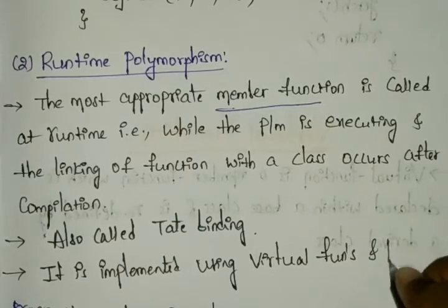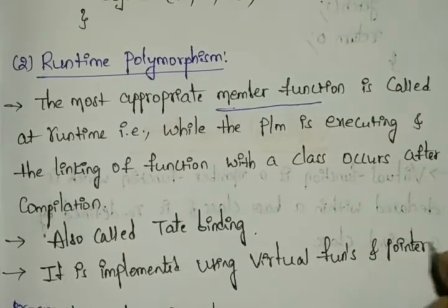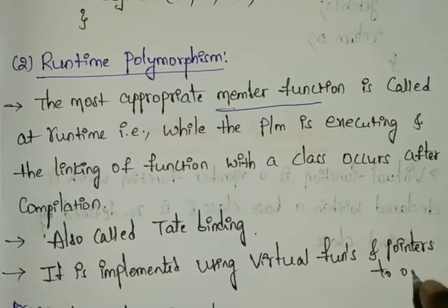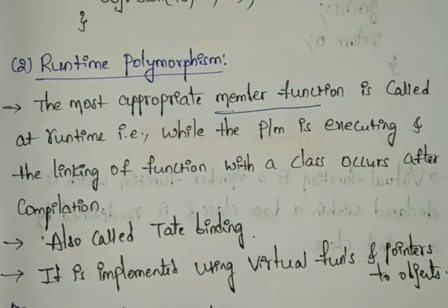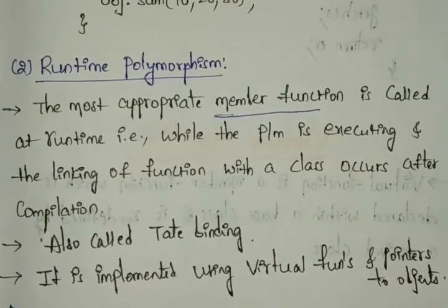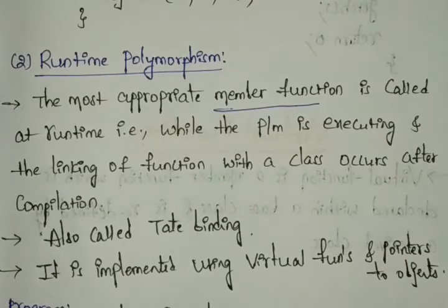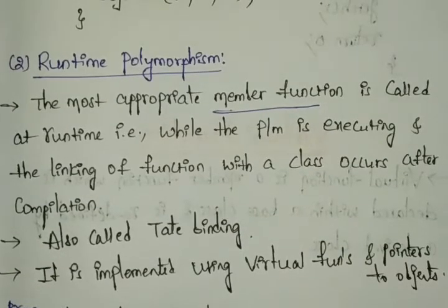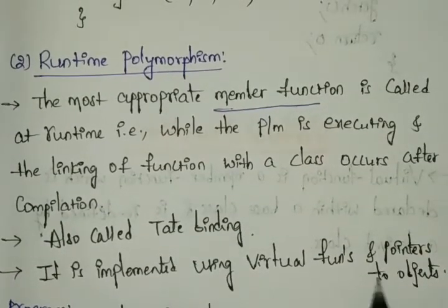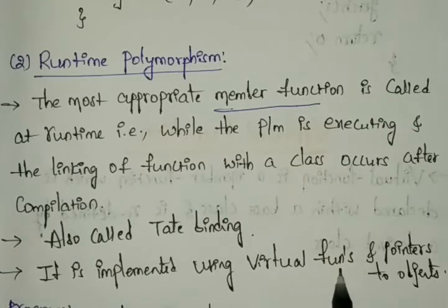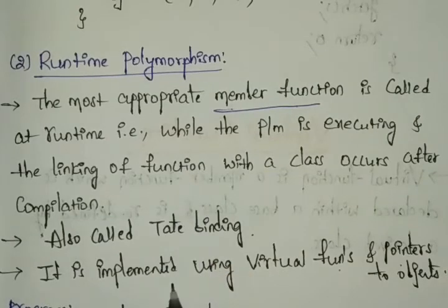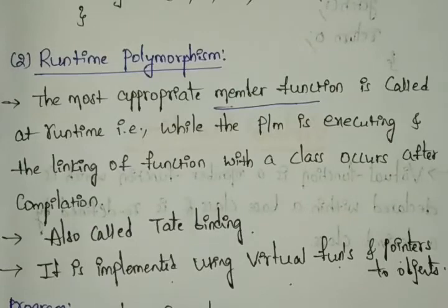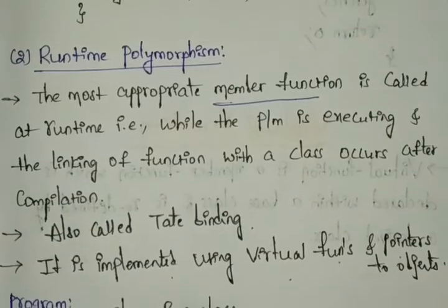Also, these can be used as pointers to objects. Runtime polymorphism also uses some objects, right? Those objects can be used by our virtual functions and pointers. Runtime polymorphism can be implemented by using virtual functions and pointers. Now let's see how it looks in the program.